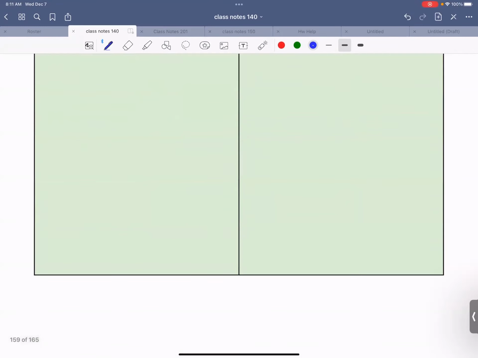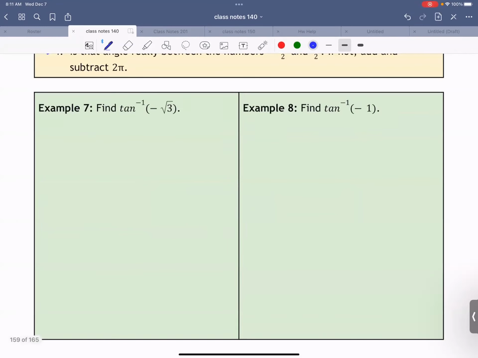Okay, let's do some examples here. Let's say I wanted to find the inverse tangent of negative square root of 3. Okay, well, step 1 is easy. We've done it a lot of times. If I want to figure out what this angle is, I'm really asking myself, what angle do I take the tangent of to get negative square root of 3, right? That's what I'm trying to figure out.